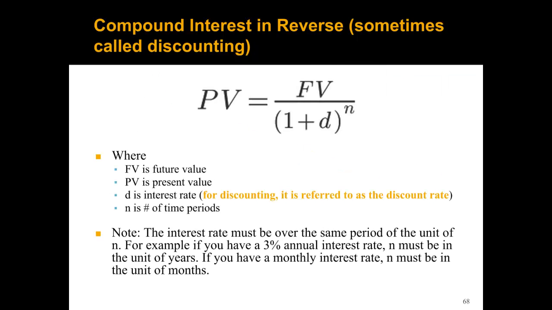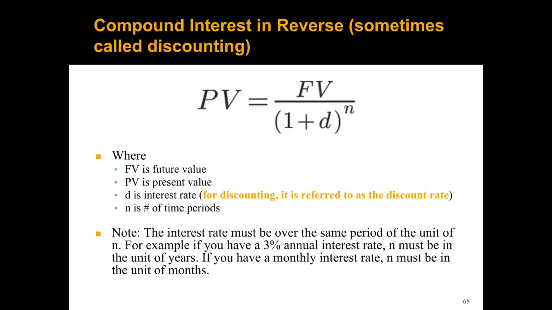So this is actually called discounting. And what that means is instead of going to the future and seeing what your future value would be if you put in a certain amount of money, it's seeing how much those future values are worth today. So it's finding the present value if you're given the future value.